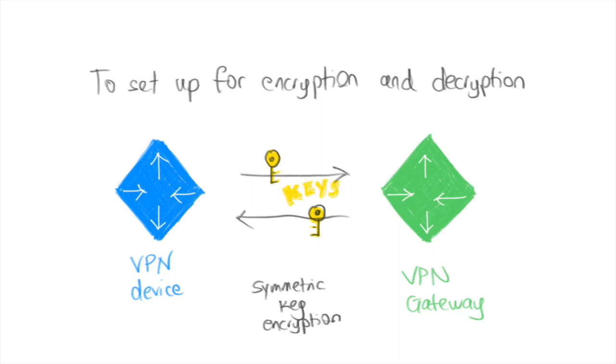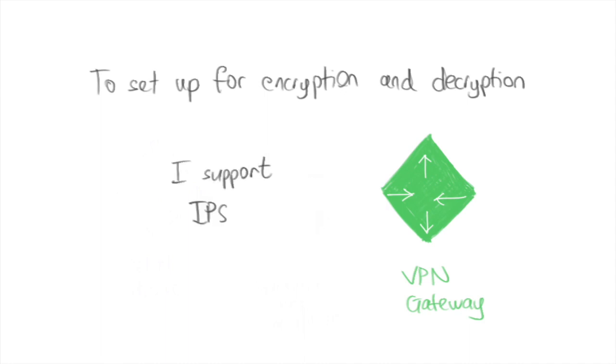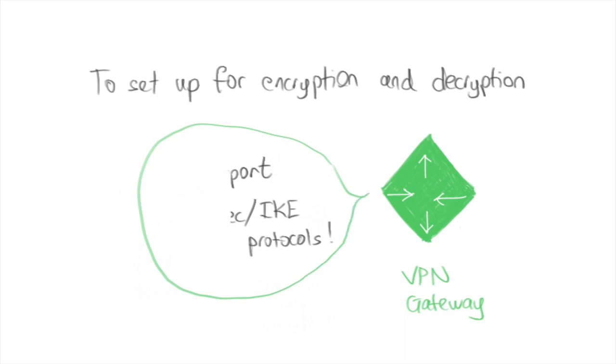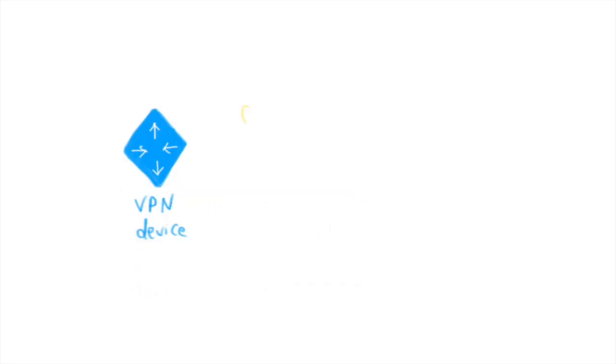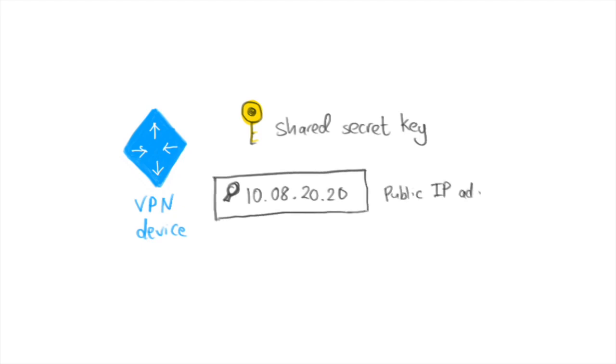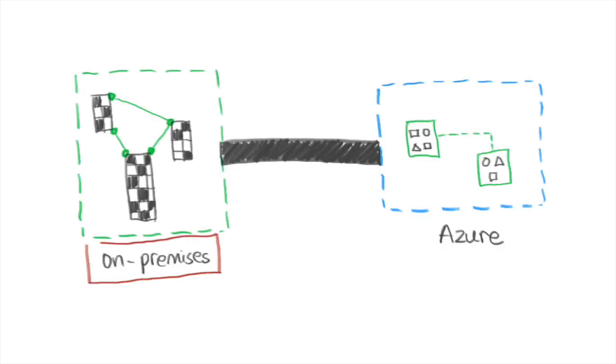But essentially, the VPN device and VPN gateway share the same encryption and decryption keys, which means before the traffic is sent out to the internet, it is first encrypted. When either party receives the traffic, they can use the decryption key to decrypt the traffic. All you need to know for now is that VPN gateway supports IPsec/IKE protocols, which is the industry standard for cryptography when it comes to VPNs. Once your VPN device knows the shared secret keys to be used in information exchange, as well as the public IP address of the VPN gateway, you can create a connection between the two, and voila, you have connected your on-premises to Azure.